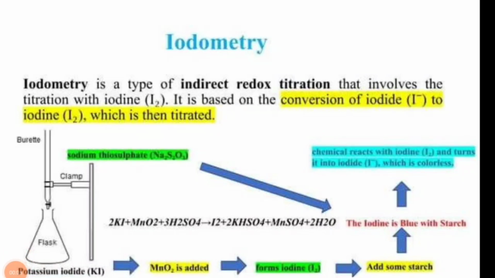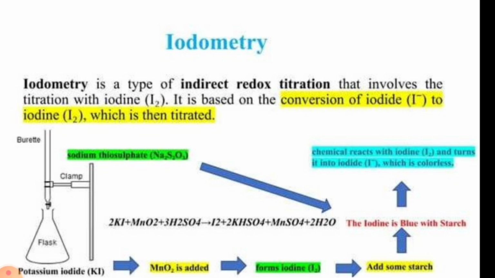In today's class, I discuss iodometry. In previous classes, I discussed what a redox reaction is, what redox titration is, oxidizing agent, and oxidation number. Today's topic is iodometry. Iodometry is a type of indirect redox titration that involves titration with iodine. It is based on the conversion of iodide to iodine, which is then titrated.